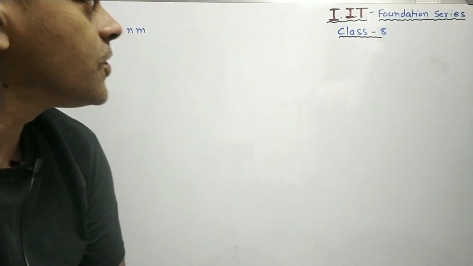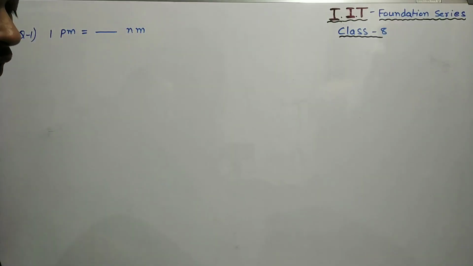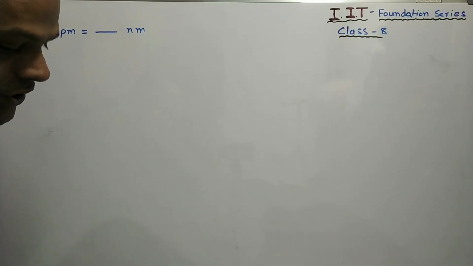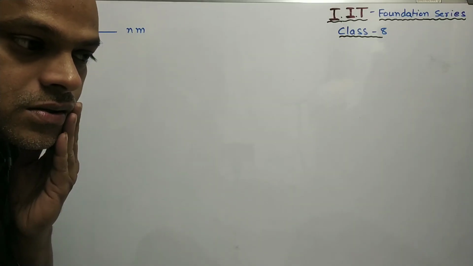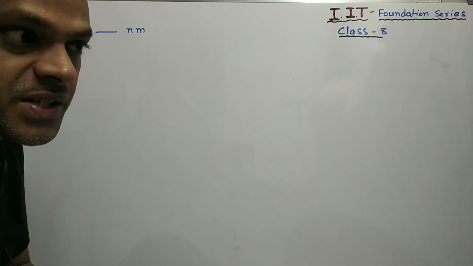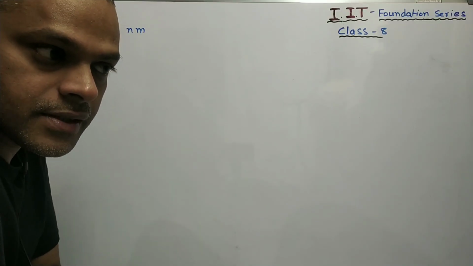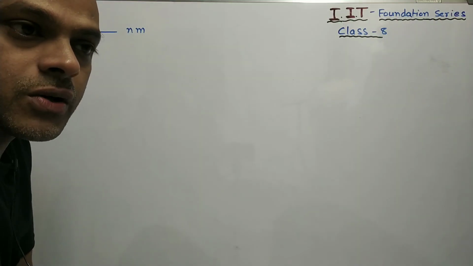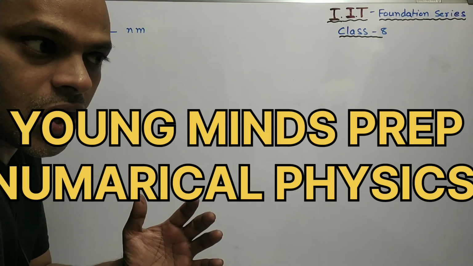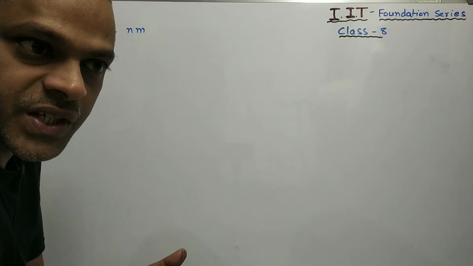We will start now. First question: 1 picometer is equal to how many nanometers? Actually, this series is starting from grand tests, which means three topics are combined. In these 3 topics, 20 questions are supposed to be taken. This way, we would like to know how to solve numericals in the easiest way. That is the main motto.